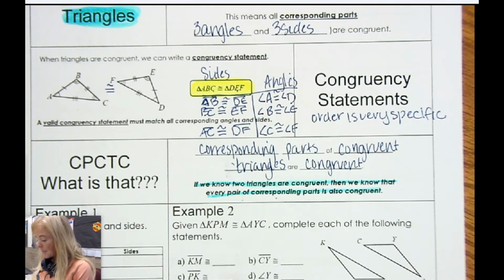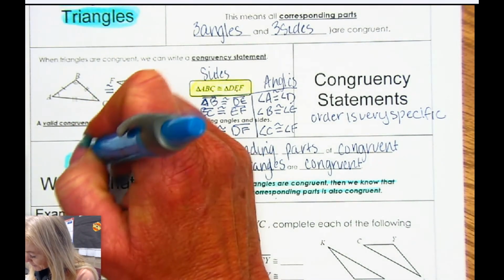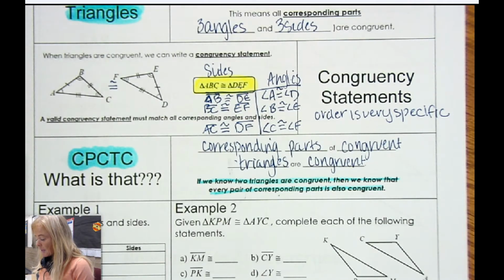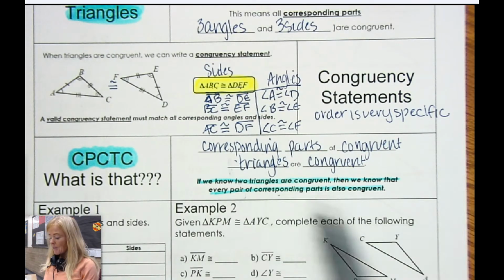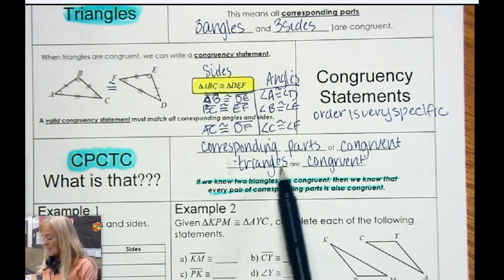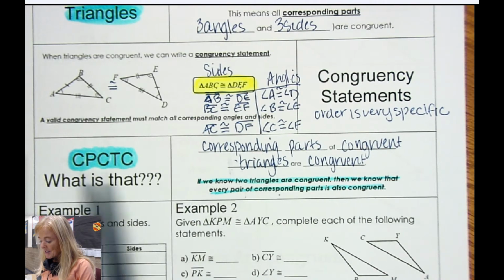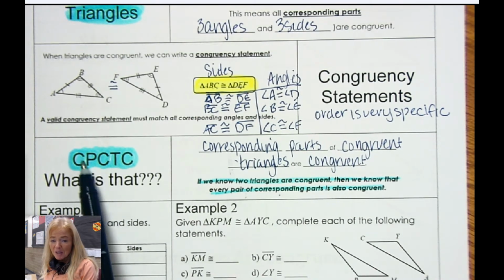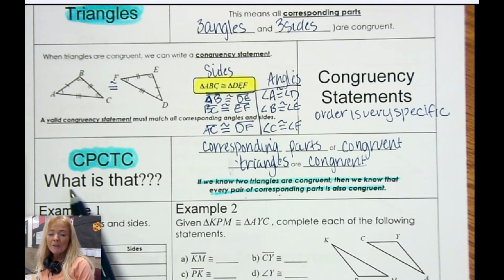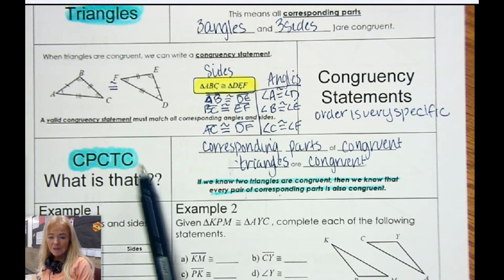Very, very important. All right, CPCTC, we're going to see that again. We're going to use it a lot in proofs later on in this unit. So it's going to be very, very important. A lot of times, just as a little heads up, we know that 2 of the C's stand for congruent. And that's what most people look at this and say, oh, congruent, congruent, congruent. But it doesn't start with congruent. It starts with corresponding parts, which also starts with the C. So note that it's corresponding parts of congruent triangles are congruent.